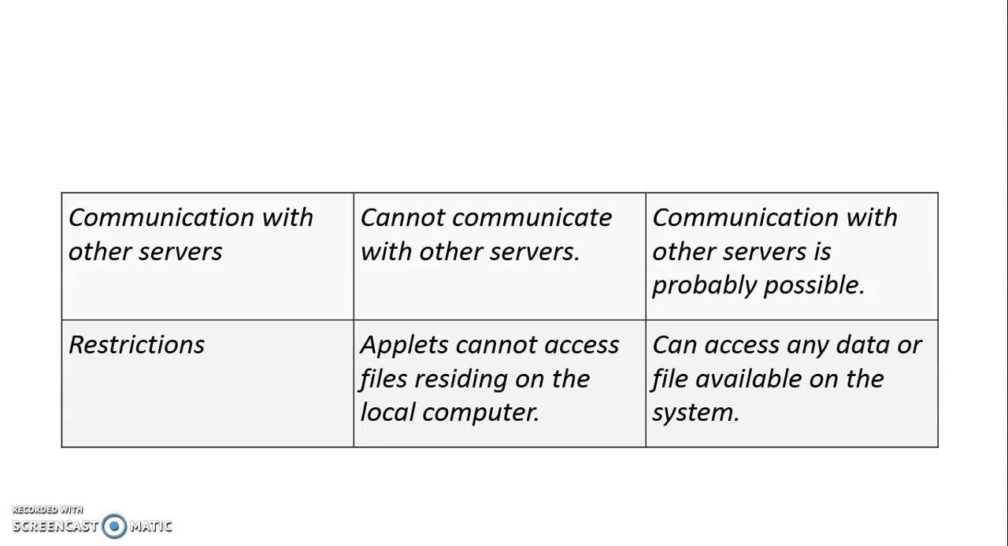How do applet and applications communicate with other servers? Applet does not communicate with other servers, but an application program can communicate with other servers. It is possible. As we have already seen the restrictions, applet cannot access files residing on the local computer, but an application program can access any data or any file which is available on the system.